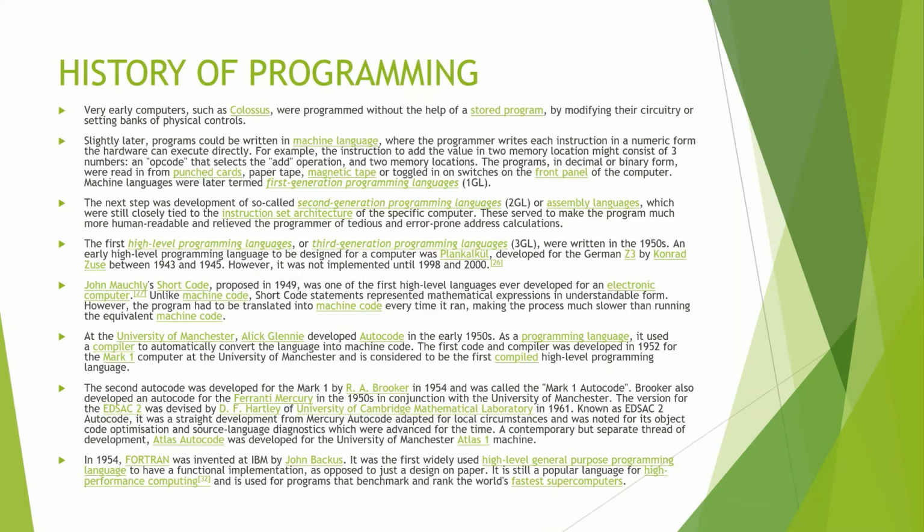Machine languages were later termed first generation programming languages. This was the first generation. Now we're going to talk about the second generation. The next step of development was called second generation programming languages. This is where programming languages started developing and moving ahead. Assembly languages were still closely tied to the instruction set architecture of a specific computer.